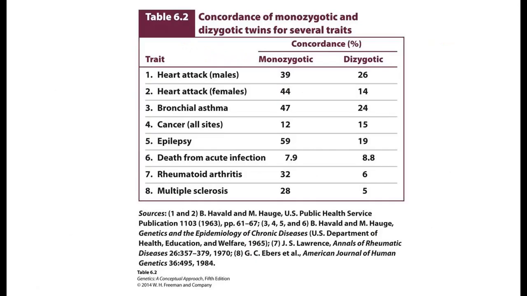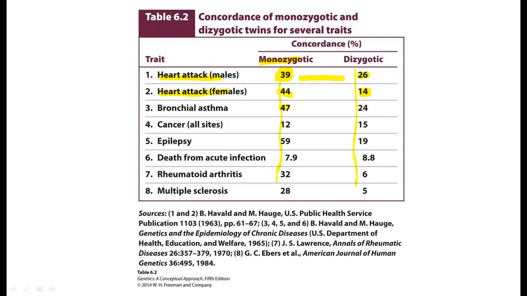In monozygotic twins, the concordance percentage is generally higher than in dizygotic twins. For example, for heart attack in males, there is a 39% chance that both twins will have this character, but in dizygotic twins the percentage is 26%, which is almost half of what is expected in monozygotes. Heart attack rates in females will be 44% in both twins, but in dizygotic twins there is a 14% chance that both will have a heart attack.